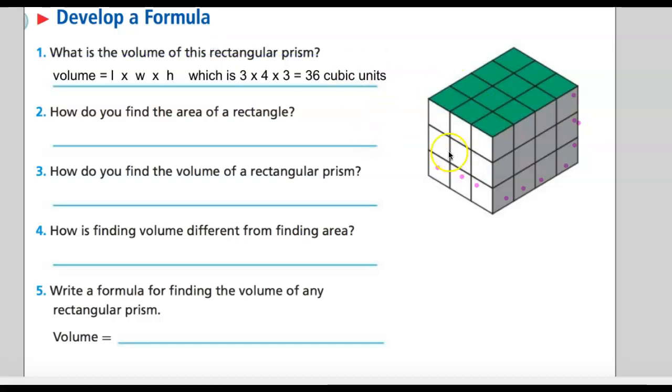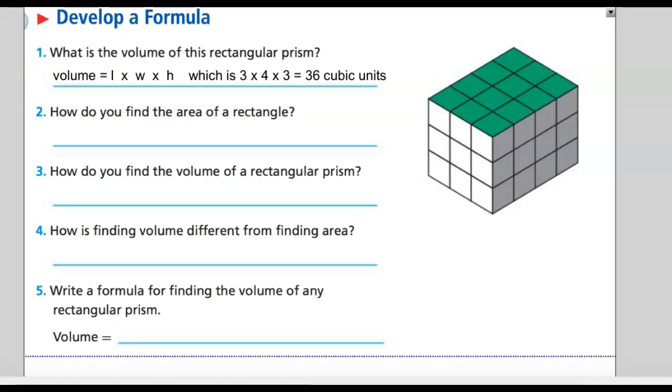Now, what if I only wanted the area? So let's talk about that green section. If I only want to know what this area is of green, do you remember how to solve that? I don't want the volume of the whole prism. I just want to know the green. Now, clearly, I can go through and count 1, 2, 3, 4, 5, 6, 7, 8, 9, 10, 11, 12. It's 12, but I don't want to do that. I want to know the formula. So how do you find the area of a rectangle? Write that down now, please.